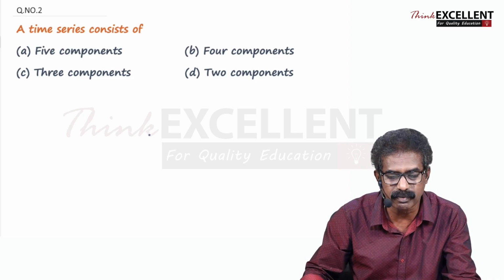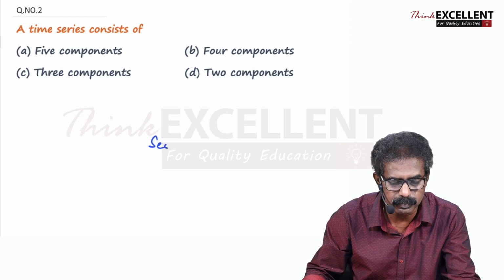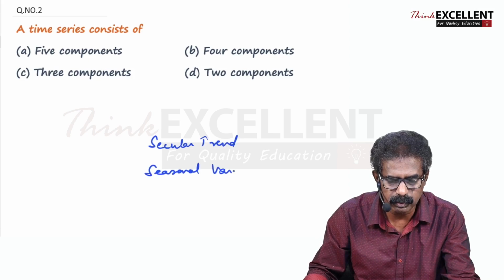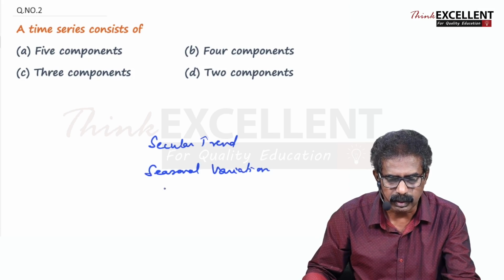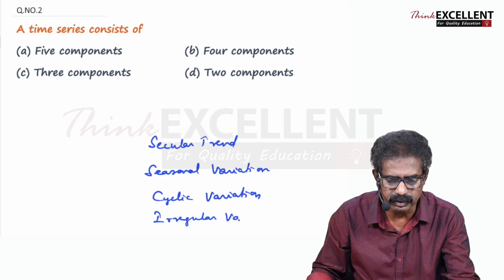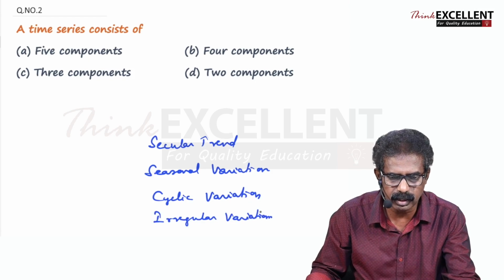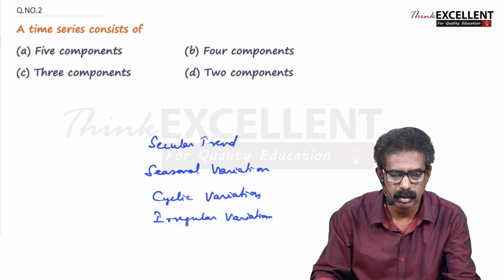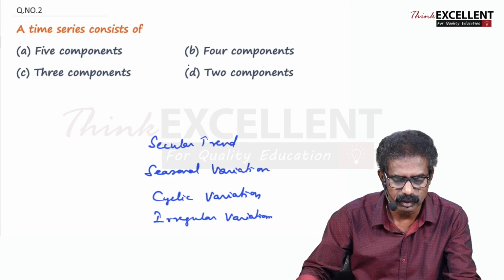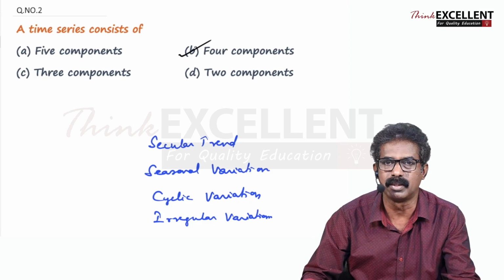Time series consists of secular trend, seasonal variation, cyclic variation, and irregular variation. These are the components, okay? But here they didn't ask what they are, just how many, to count it, 4. So the correct answer is 4 components, the second option.